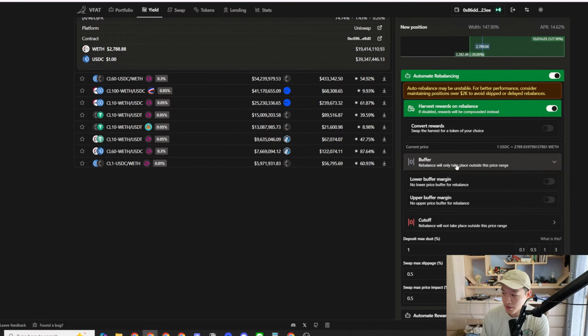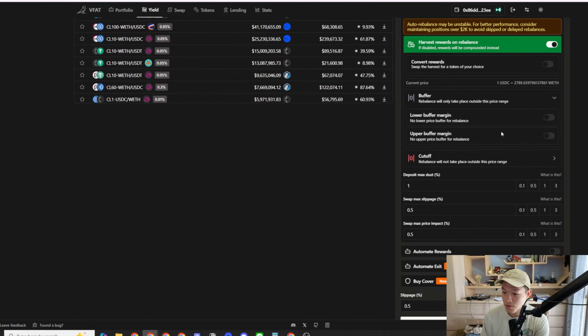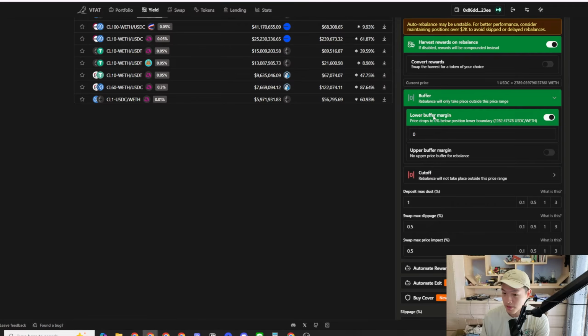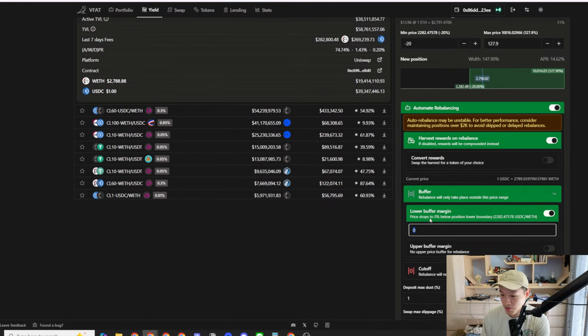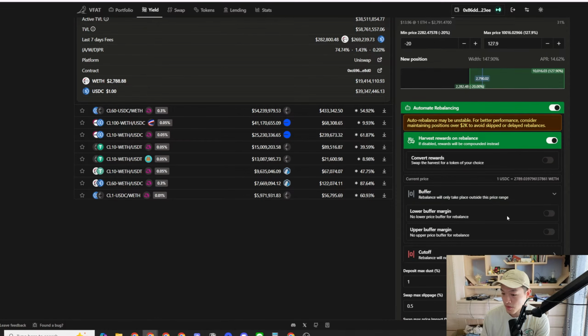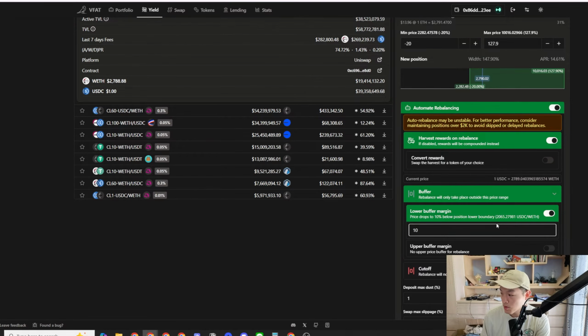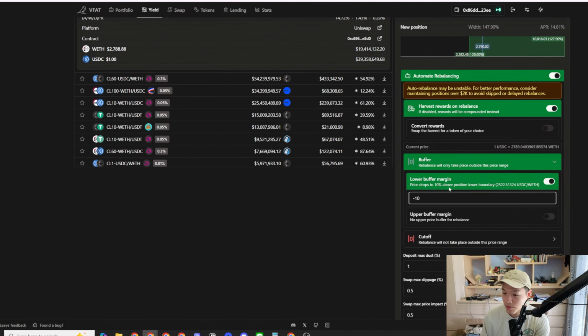And here I could set the conditions where my pool would rebalance. And this buffer basically means that it would take place once the price reaches that range. So for the lower buffer margin, let's say I put 10%. Then when the price actually reaches this $2,000-something mark, my pool would rebalance once it has dropped more than 10% out of range, right? But I could also put a negative number here, let's say negative 10, if I want to rebalance a little bit earlier before my pool gets out of range.